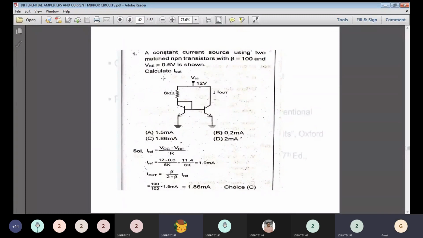Go through the question and start solving this question. A constant current source using two matched NPN transistors with beta equal to 100 and VBE equal to 0.6 is shown here. Calculate I out. What is your output current I out?